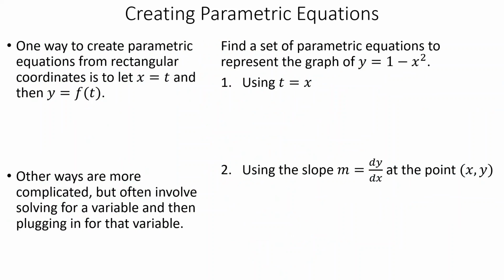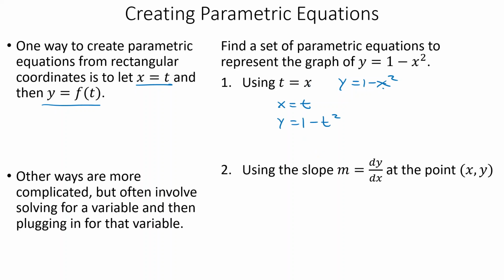All right, creating parametric equations. So now we know how to get rid of the parameter. How do we go back the other way? One way to create a parametric equation from rectangular coordinates, like y equals f of x, is to let x equals t, and then we get y equals f of t. That's really basic. For instance, if we have y equals 1 minus x squared, we could let x equals t, and then we just plug in t here, and we get y equals 1 minus t squared.